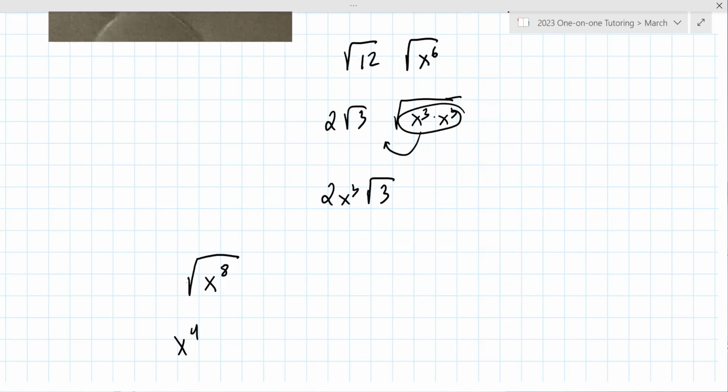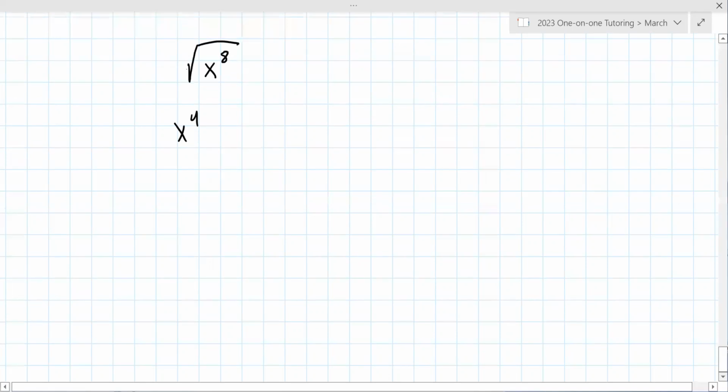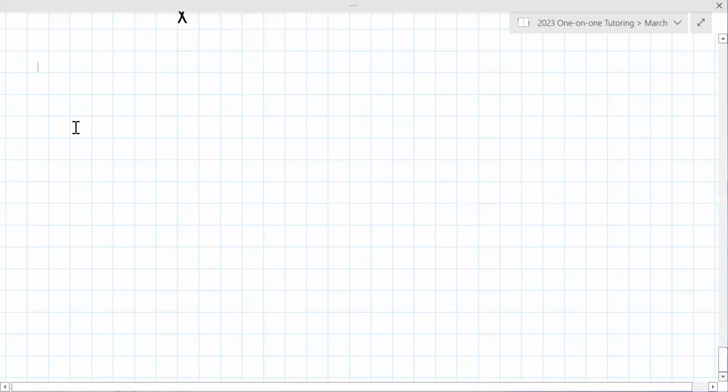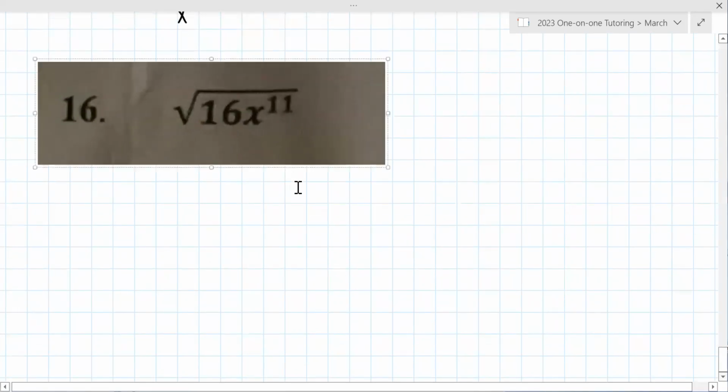All right, so now let's look at number 16. Just like the previous problem, you're going to break this part into the square root of 16 times the square root of x to the 11. The square root of 16 is a known value. That's 4. That's nice.